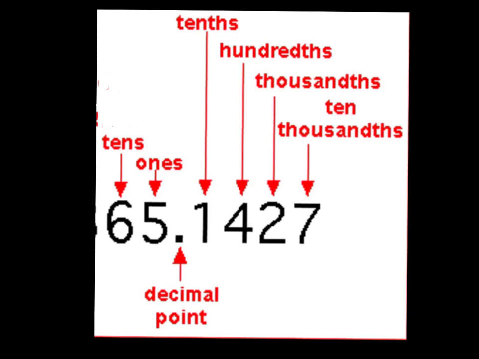This is reviewing decimal numbers. In decimal numbers, our anchor is always the ones place. And then we can go tens if we are making the large number.